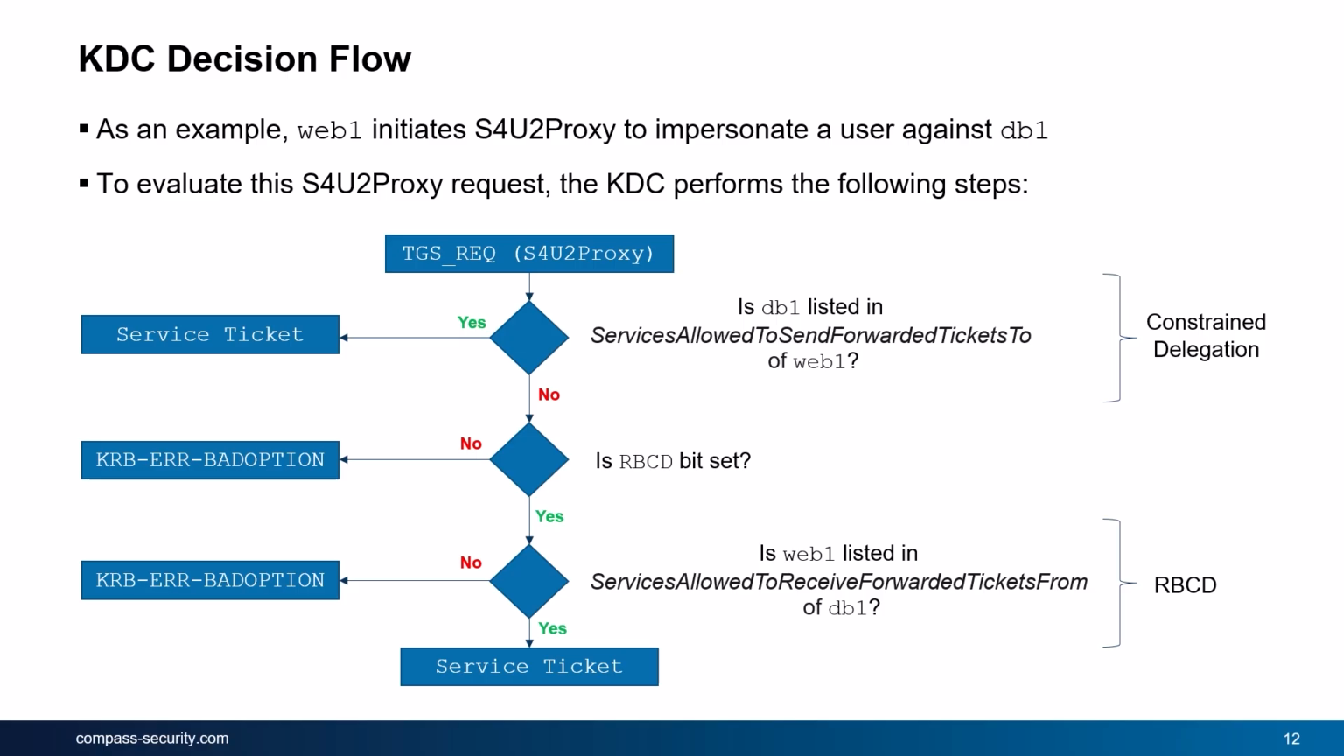So it will check whether or not Web1 is listed in this service allowed to receive forwarded tickets from attribute of DB1 of our backend system. And if this is the case, then the service ticket is issued again. So here we would end up if we are dealing with constraint delegation, and here we end up if we are dealing with resource-based constraint delegation. And of course, in the error case, it would again stop the flow with the bad option error.